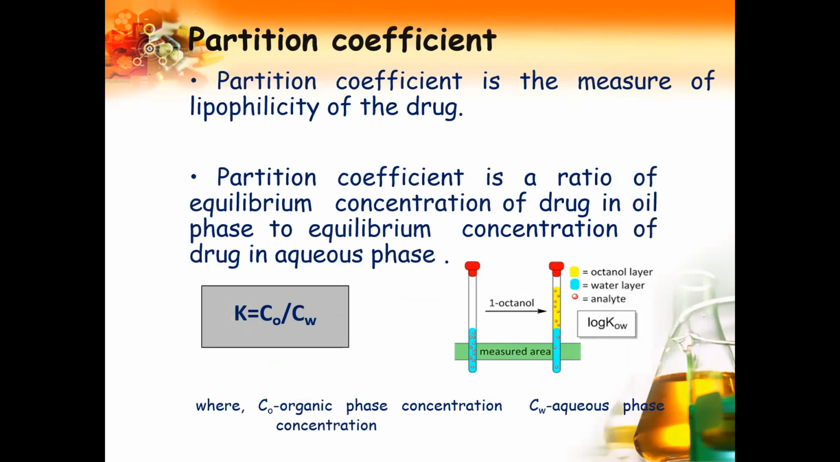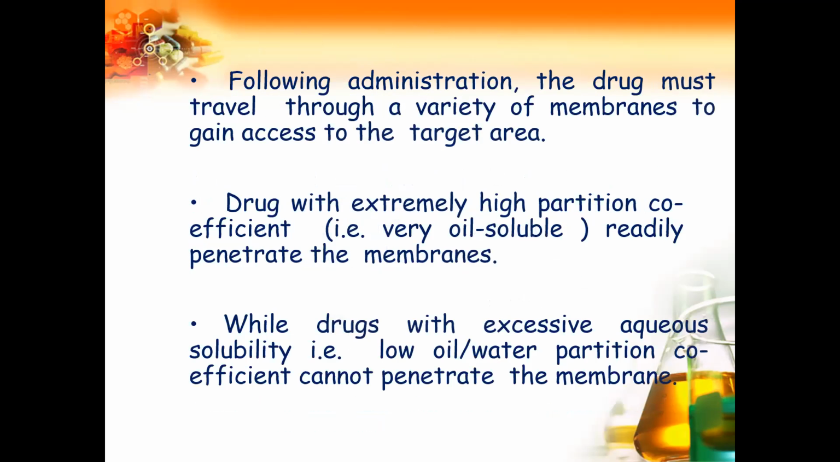The next parameter of the solubility analysis is the partition coefficient, which is a measure of the lipophilicity of the drug, an important parameter we need to consider during pre-formulation. Partition coefficient is the ratio of the equilibrium concentration of a drug in an oil phase to the equilibrium concentration of the drug in an aqueous phase, as given in the formula, where CO is the organic phase concentration and CW is the aqueous phase concentration.